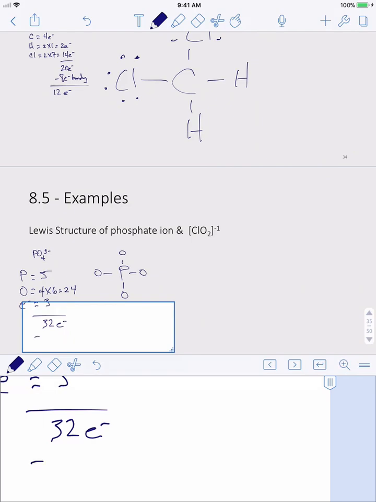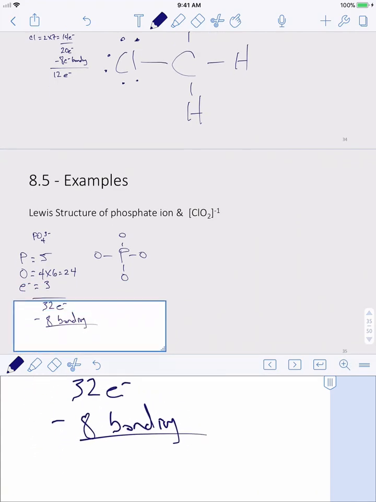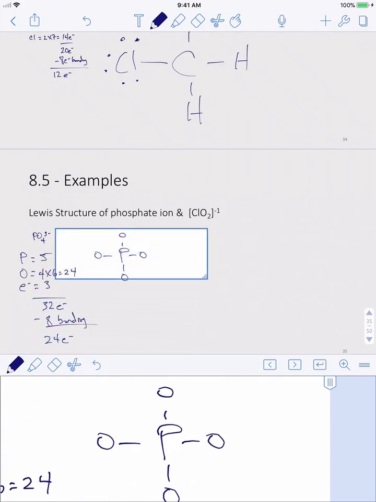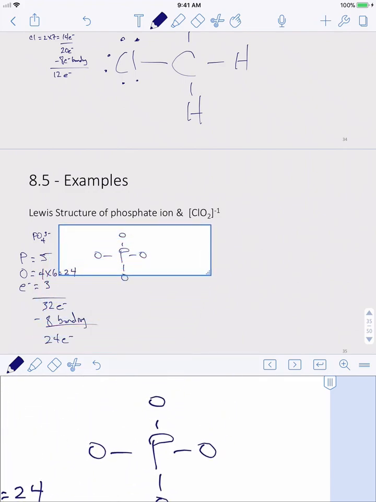Okay, so now we need to go and subtract out our bonding electrons. So we're taking out 2, 4, 6, 8 for the 4 bonds. So that means 32 minus 8 should be 24 electrons to distribute. And we are going to put it on the outside terminal atoms, the most electronegative first, evenly.